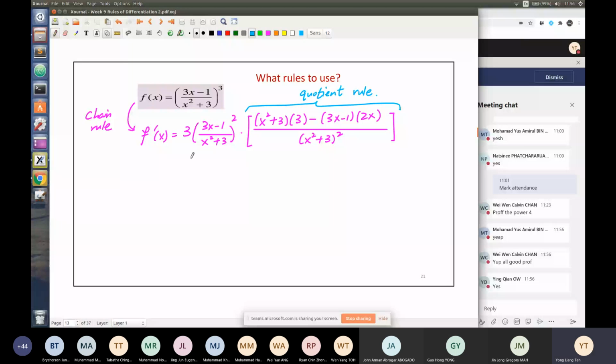Okay, so therefore I leave you to simplify. I'm quite lazy to simplify. Okay, that's not the point of the exercise here. So I hope you see the rules being used here.